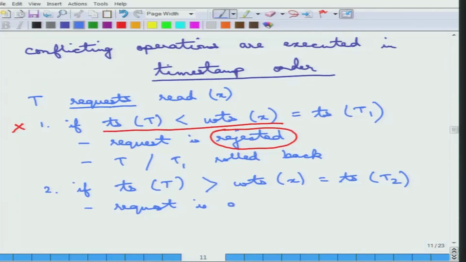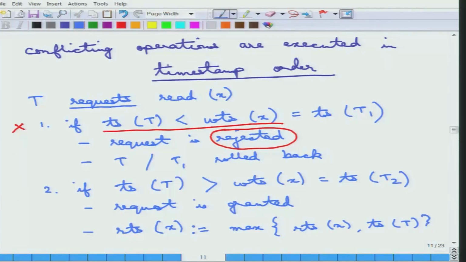Request is granted meaning that T is allowed to read X, which also means that the read timestamp of X needs to be updated. The read timestamp of X is then updated to the largest read timestamp, right? So it's either what is already there or the timestamp of T. Essentially, if the timestamp of T is greater than the read timestamp, then it is updated, otherwise it remains the old value. Very importantly, this is granted. So that is the read request. That is what happens when a transaction T requests a read.